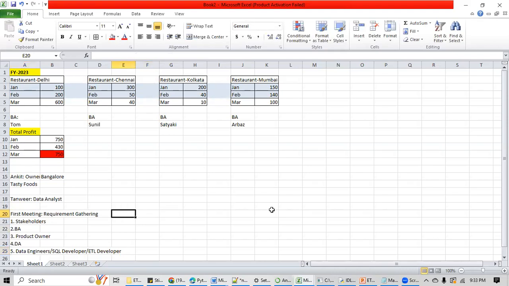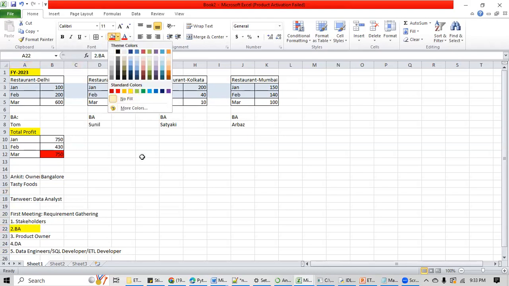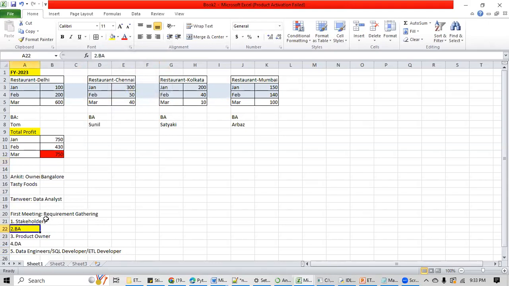So what happens in this requirement gathering call? In this call, the main participation will be of the business analyst, the one I have written as BA here. The BA will be interacting with the stakeholders. Now, who is the stakeholder? In our case, Ankit is the stakeholder. Suppose Ankit has started this business in partnership with Dinesh. So Dinesh will also be a stakeholder.